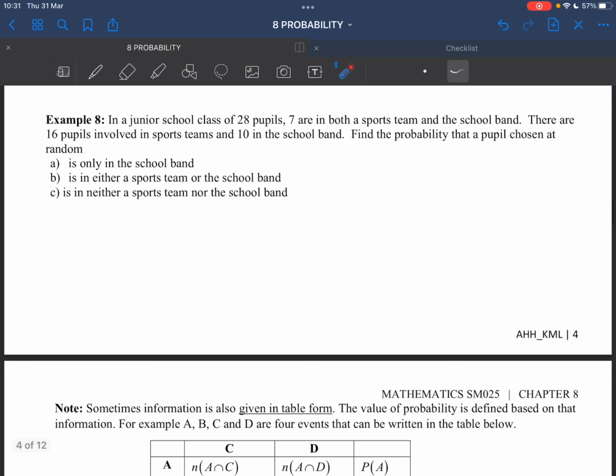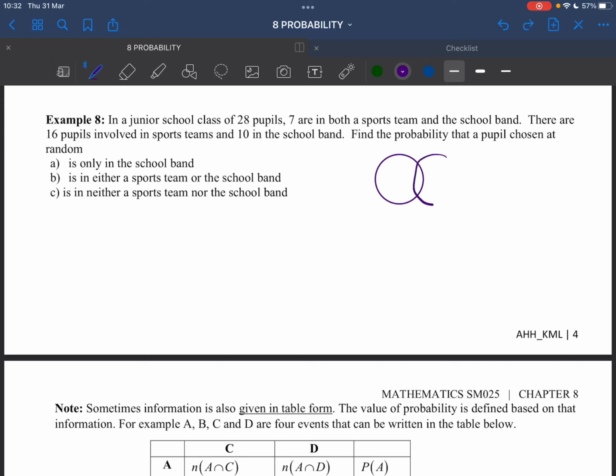Alright, let's see this one. This is almost the same example as before, like the basic laws, but we just do it in the formula here. So in a junior school class of 28 pupils, so there are 28 pupils. 7 are both in a sports team and the school band. So from the question, you can see that it is easier if we do the Venn diagram first. Okay, so let's just do the Venn diagram. We have sports team and school band.